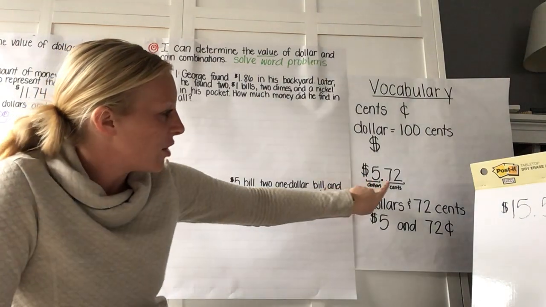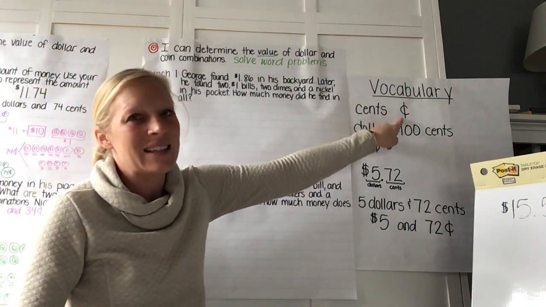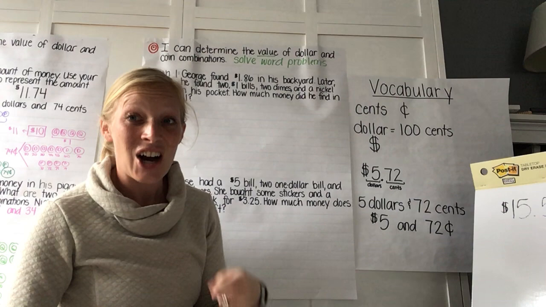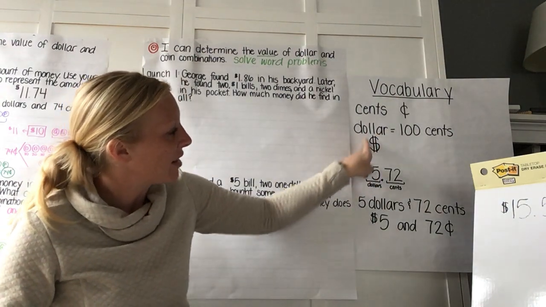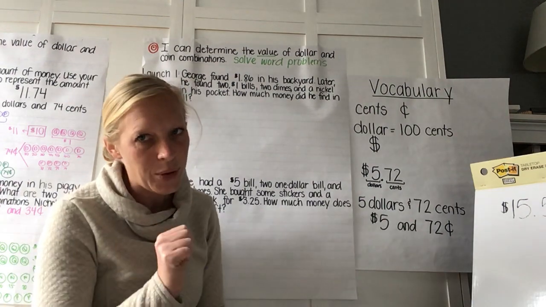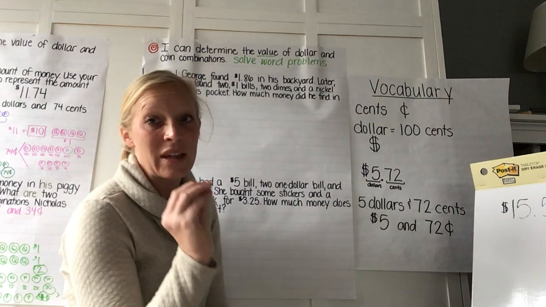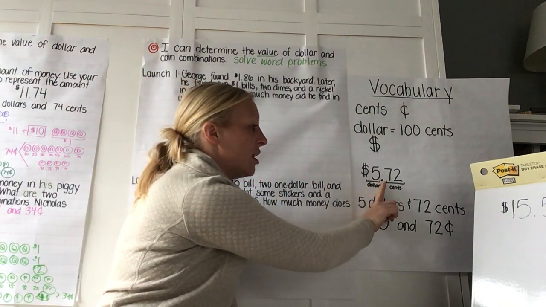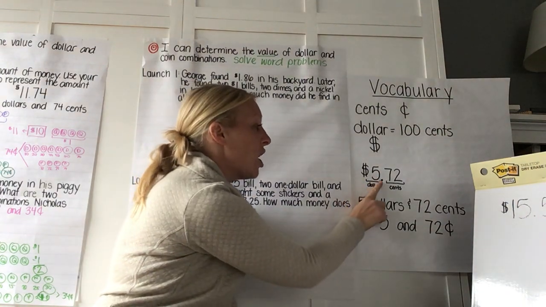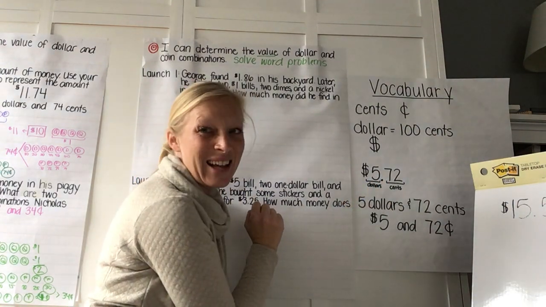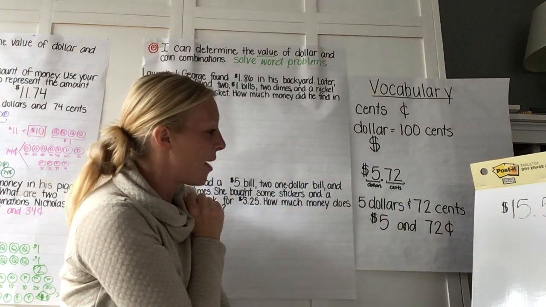So we have our dollars and our cents. Remember, when we're writing our cents, we write it with a C and a line through it. A dollar is worth 100 cents, and the dollar sign looks like this. So when we have that decimal form of dollars and cents, we see it like this: the dollars, the decimal, and the cents. And we read it $5.72. It's kind of like a little "and," right? And we only put the dollar sign when we write that.